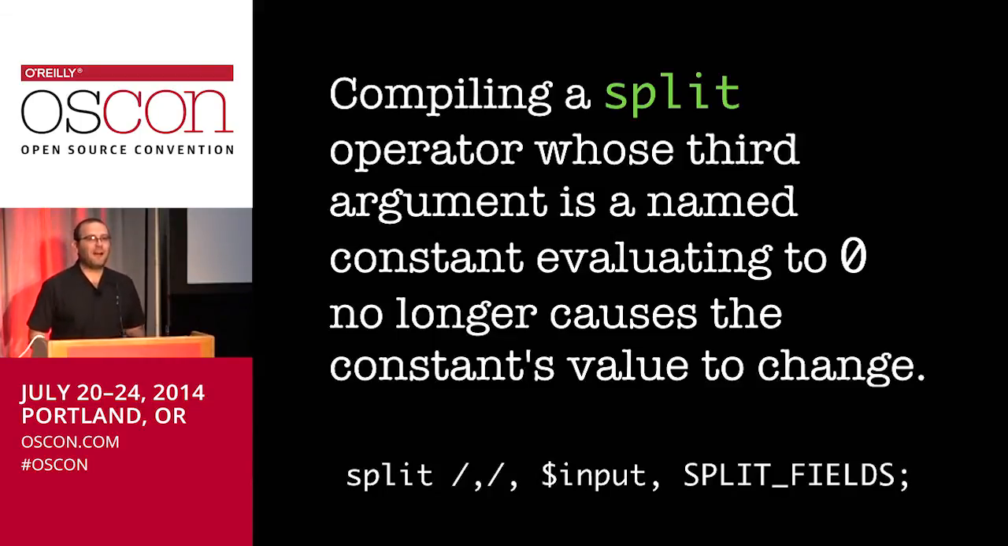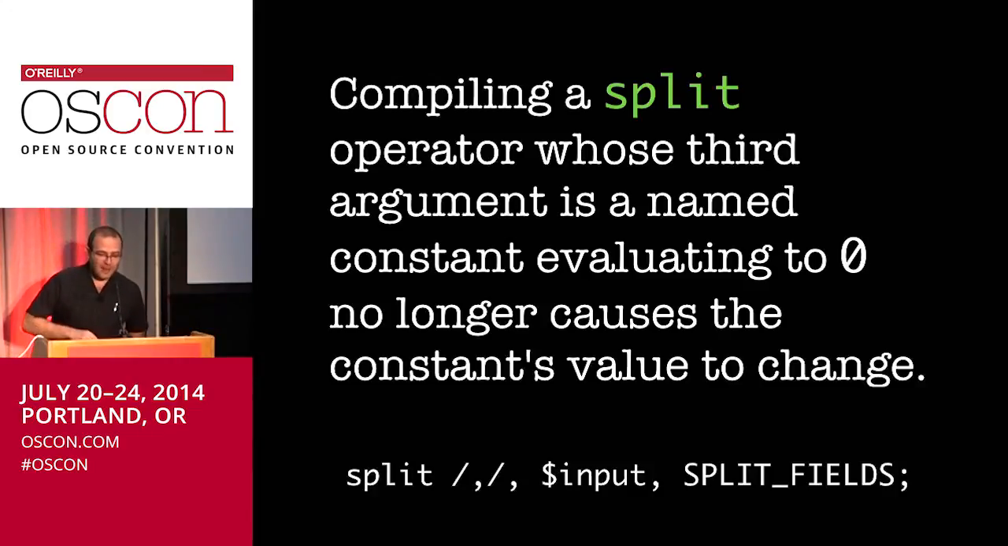No longer causes the value of the constant to change. Any bug fix that says we no longer change the value of constants is OK by me. What the hell was it doing? Well, I'll tell you what it did. It looks at the maximum number it could get, and it would say, right, it's got to be this, and it sticks it into the constant.